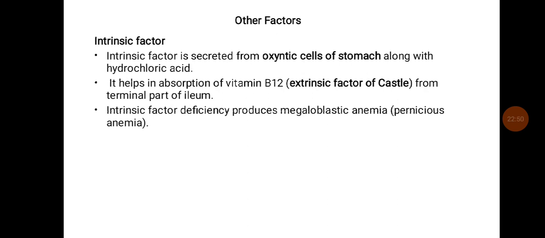Other factors like intrinsic factor, which is secreted from the oxyntic cells of the stomach along with hydrochloric acid, help in the absorption of vitamin B12, the extrinsic factor of Castle, from the terminal part of the ileum. Intrinsic factor deficiency produces megaloblastic anemia or pernicious anemia.